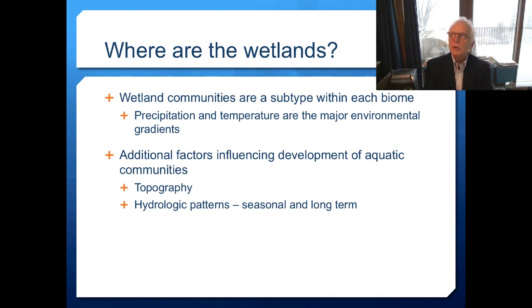Wetland communities are essentially a subtype within each biome, and precipitation and temperature are the major environmental gradients driving those wetland communities. But there are additional factors that influence the development of aquatic communities, and those would be things like topography and hydrologic patterns. And the hydrologic patterns can be seasonal, and they can be long-term, and clearly they can be changing over time as well, as we see almost everywhere on the planet today.